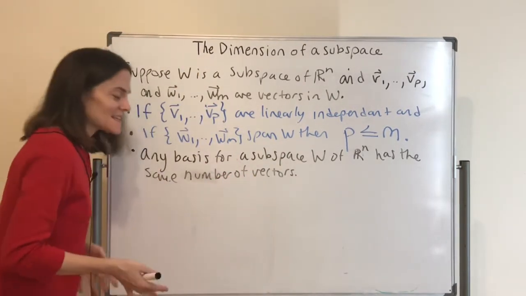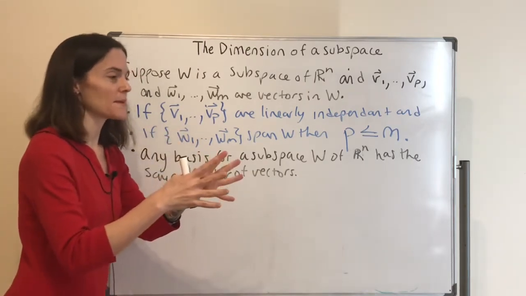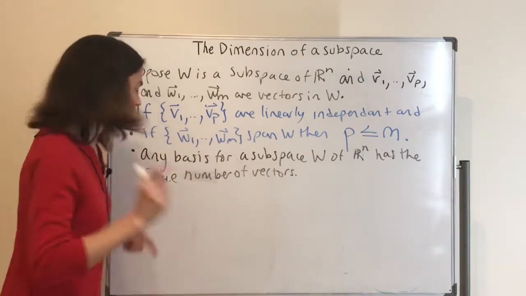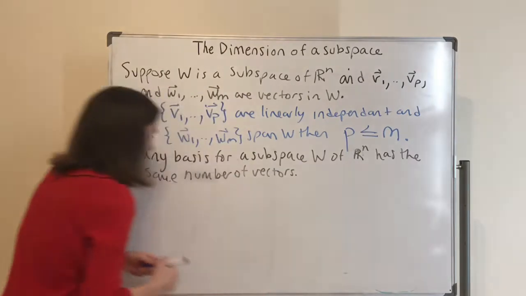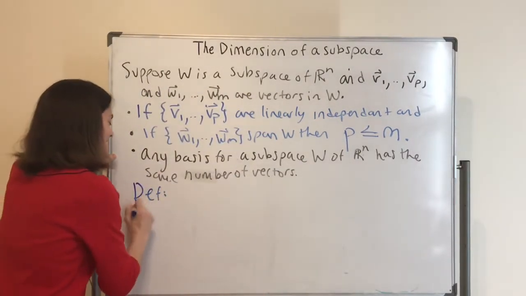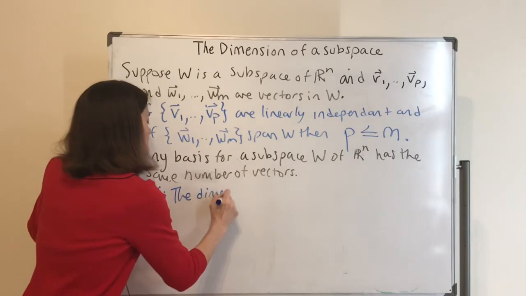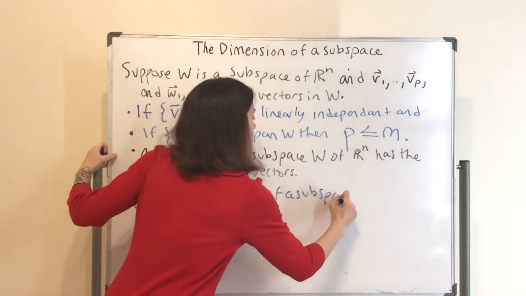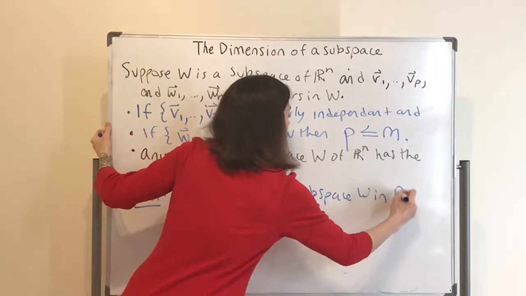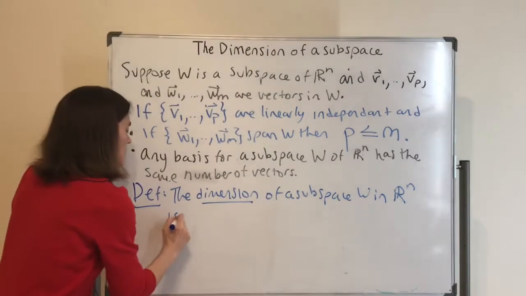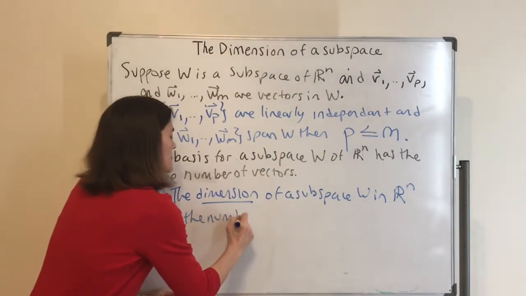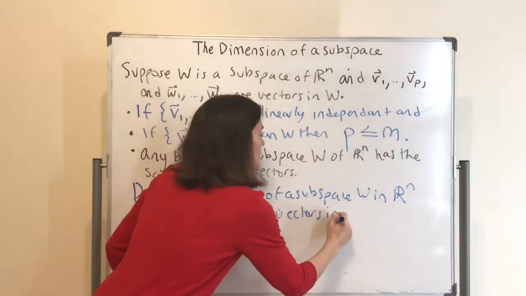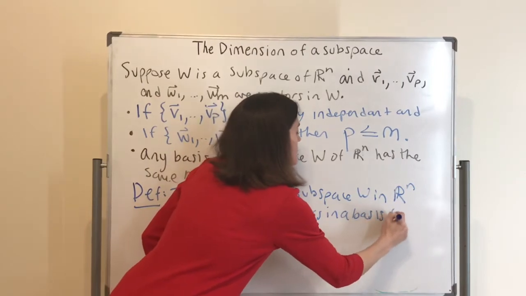So any basis for a subspace, you fix a subspace W, then any basis of that subspace will have the same number of vectors, and this has a name. It's called the dimension. So, definition: the dimension of a subspace W in Rn is the number of vectors in a basis for W.